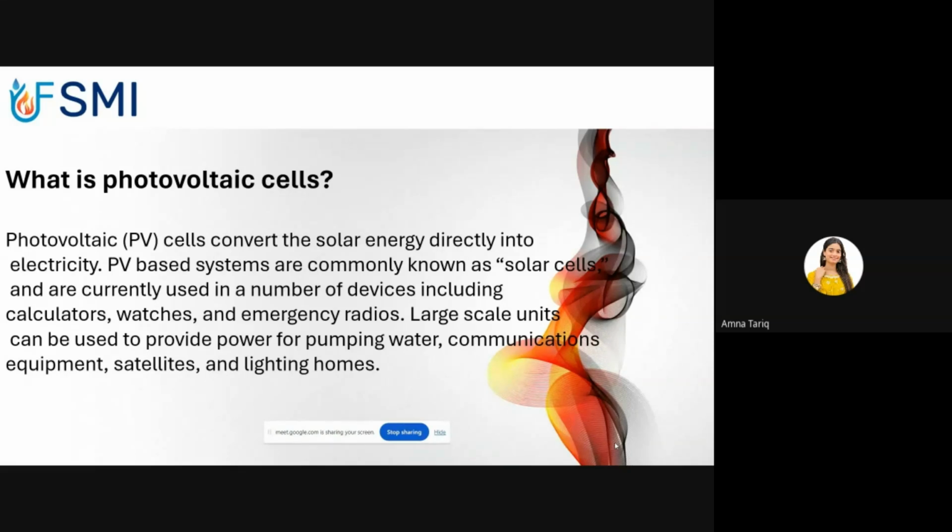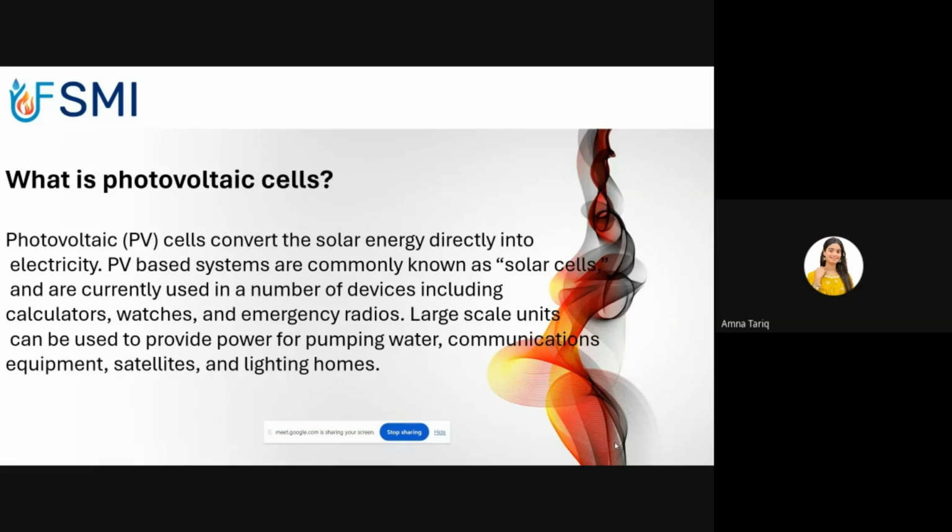PV cells and modules are found to be very reliable in space applications, where they are subjected to much harsher conditions compared to terrestrial applications. The Hubble Space Telescope and our communication satellites are powered by photovoltaic technology. PV systems power most of the electronic devices in satellites.